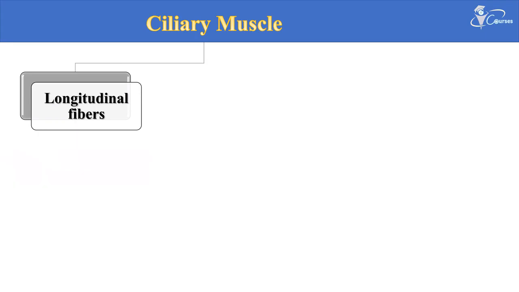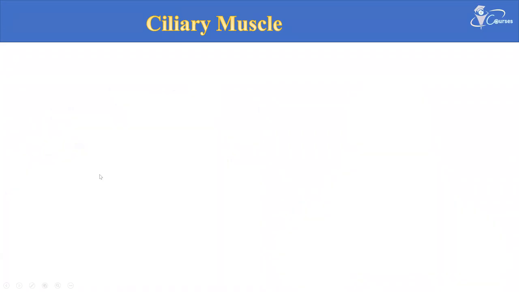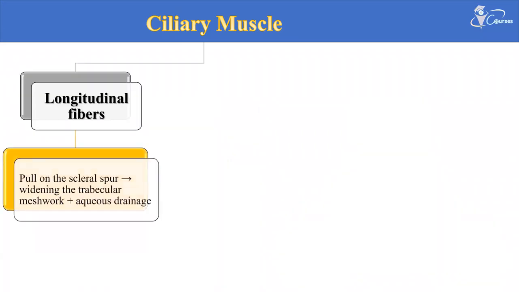If you check here, you will find that these longitudinal fibers are attached to the scleral spur, which is present here. So contraction of the longitudinal fibers of the ciliary body will result in pulling on this scleral spur, so it will open the trabecular meshwork. This will help in aqueous drainage and aqueous outflow. That's why there is a certain category of anti-glaucoma medications called the miotics. Those miotics cause contraction of the ciliary muscle, and they help in drainage of the aqueous.